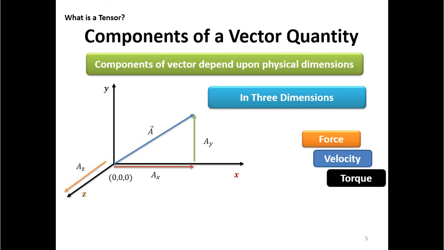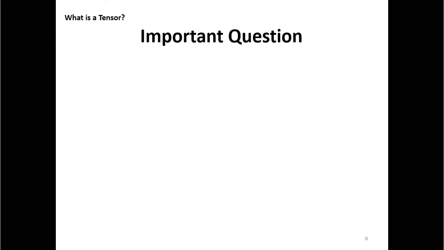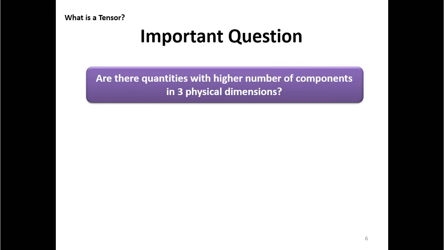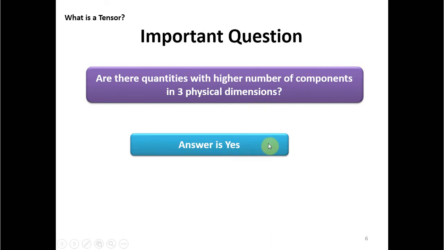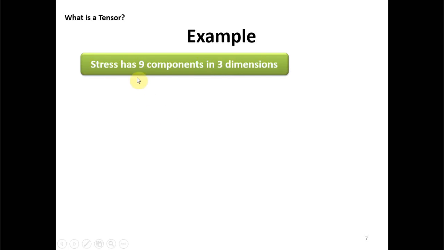Now over here a very important question arises: can we have a physical quantity which has more than 3 components in 3 physical dimensions? And the answer is yes. We can have a physical quantity which has more than 3 components in 3 dimensions. Let's understand this with the help of an example. An example is very well known: stress, which has 9 components in 3 dimensions.